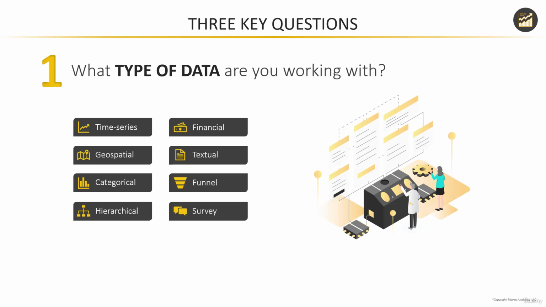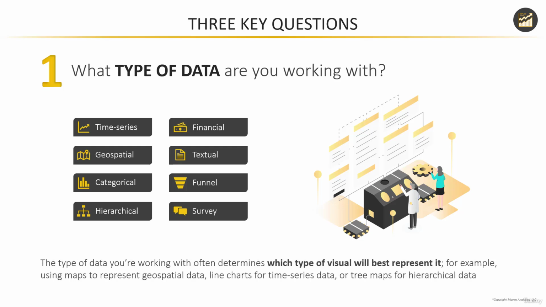And then there's some less common categories as well. You might have financial specific data. You might have text data that's a little bit less visual or numeric. You may have funnel stages represented in your data set, or even things like survey responses. And again, there are many, many more examples of the types of data that you might encounter, but the bottom line here is that the type of data that you're working with will often determine which type of visual will best represent it. For example, using maps to represent geospatial data, using line charts for time series data, bar or column charts for categorical comparisons, tree maps for hierarchical data, and so on and so forth.